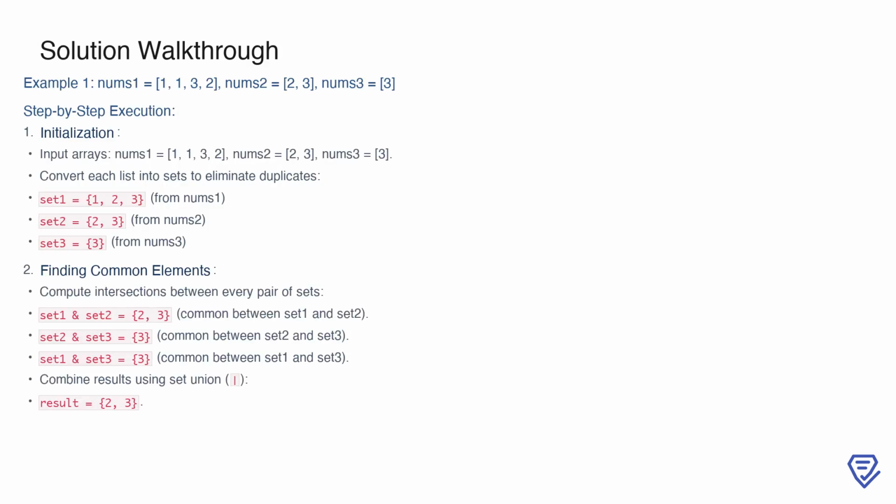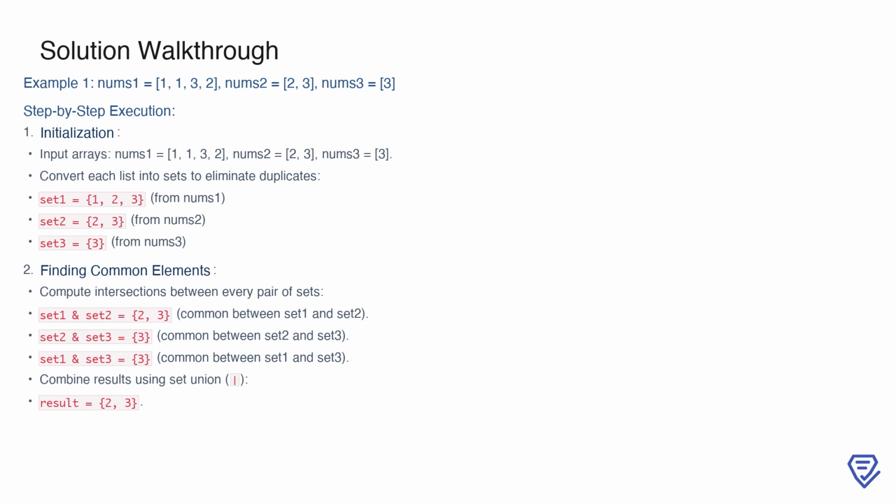To solve the problem, we start by initializing the input arrays, nums1, nums2, and nums3, as provided in the example. The first step is to convert each array into a set to remove duplicate values and make the comparison process more efficient. For nums1, we create set 1 containing the unique elements 1, 2, 3. Similarly, nums2 becomes set 2 with 2, 3, and nums3 becomes set 3 with 3.